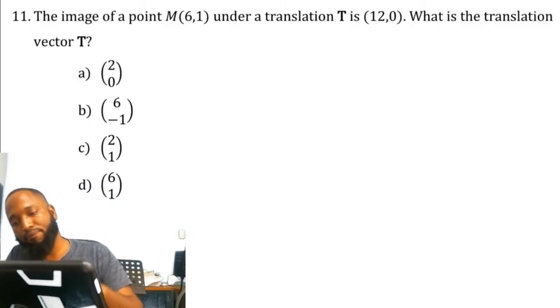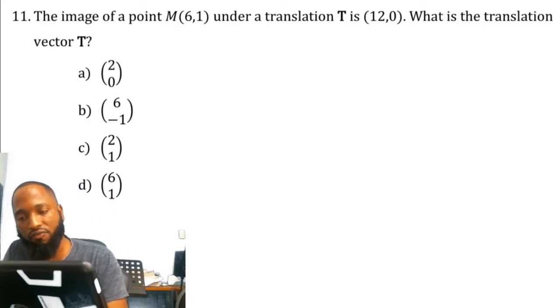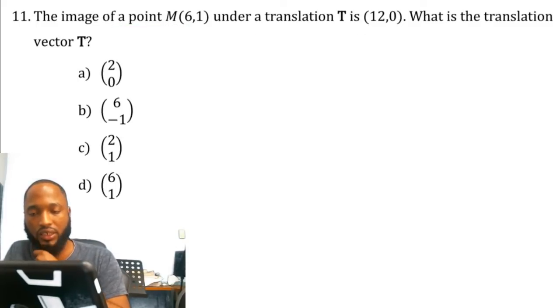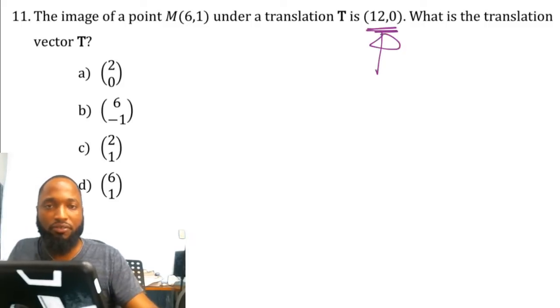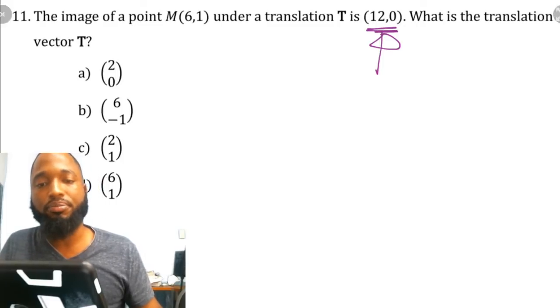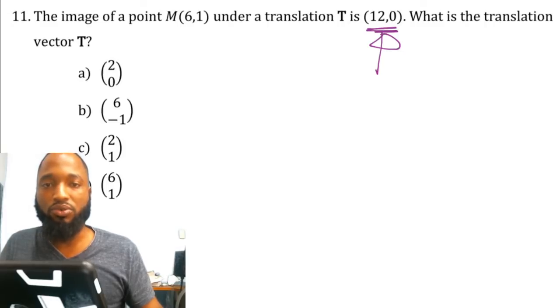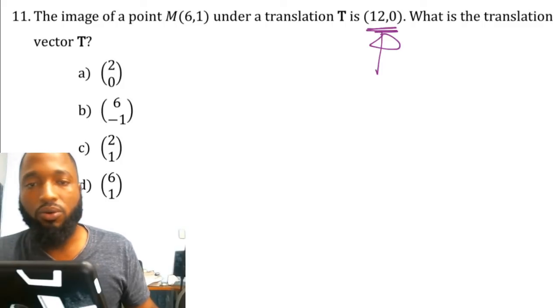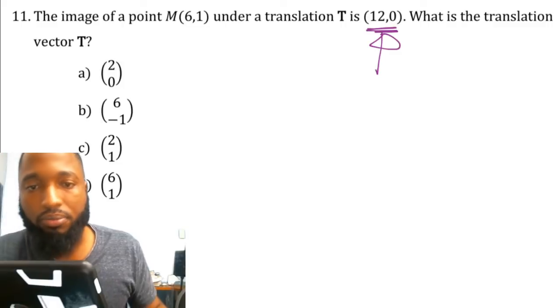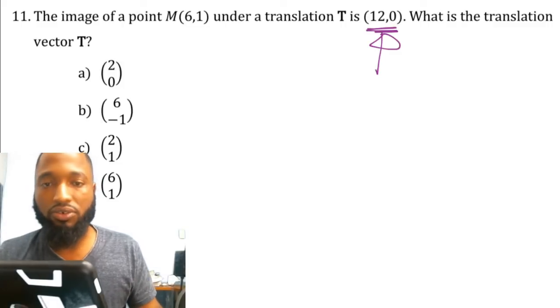The image of a point M under translation T is 12, 0. What is the translation T? Hey, this translation is supposed to be in a vector format. Let me fix that. That's supposed to be standing up. What are you doing lying down, brother? Come, let me make you stand up. Oh, insert equation. Boom. It was 12, 0.